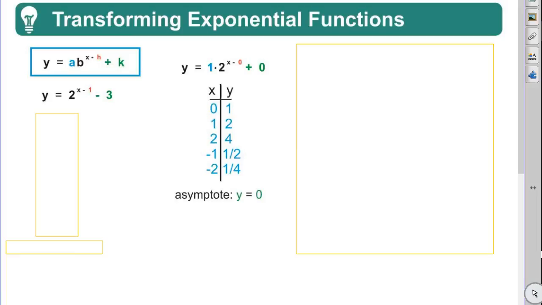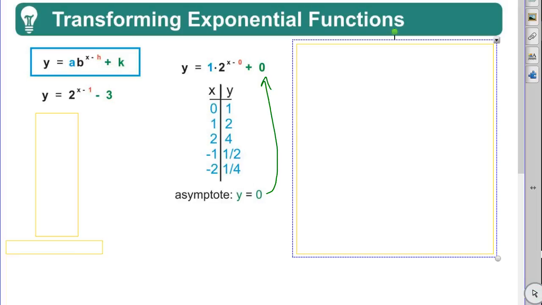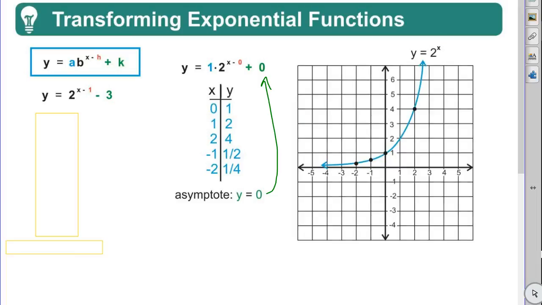All right, here's a key thought. Remember, the asymptote will equal y equals the k value. So we have an asymptote of 0. All right, so here's the graph of that function. And here is our asymptote right here, right? That line of y equals 0. At infinity, the function will hit that, right? But it won't get there until infinity, always approaching that line. All right, so that's the base model.